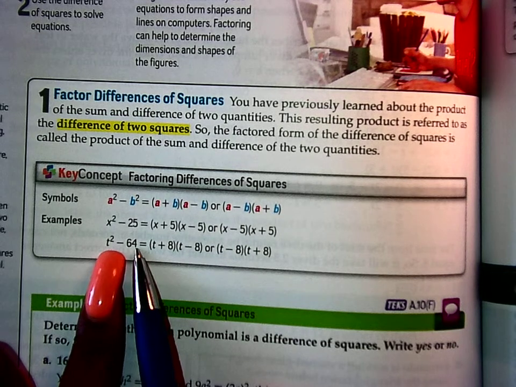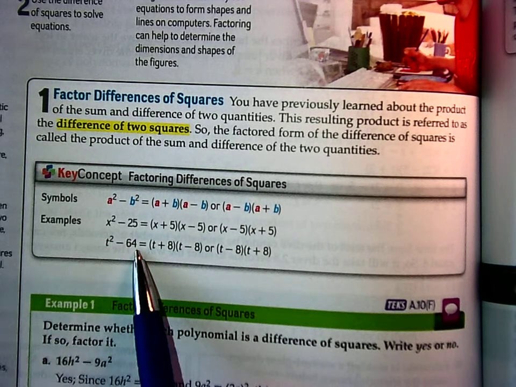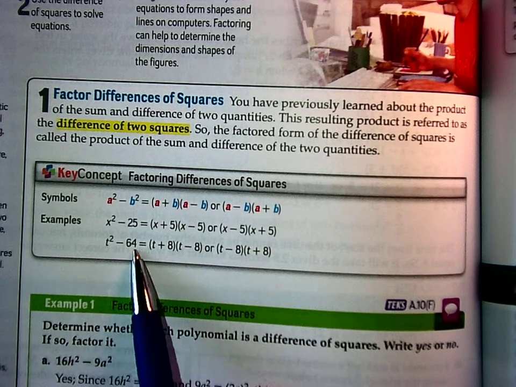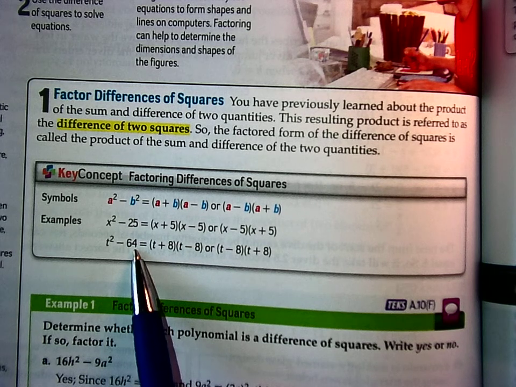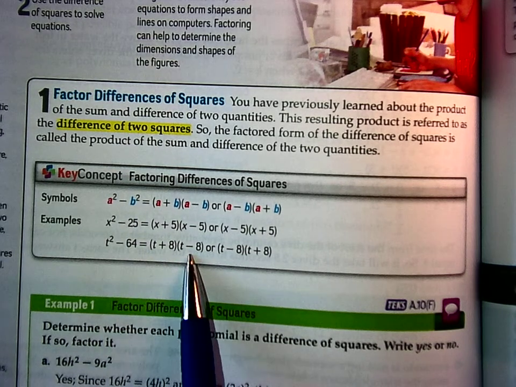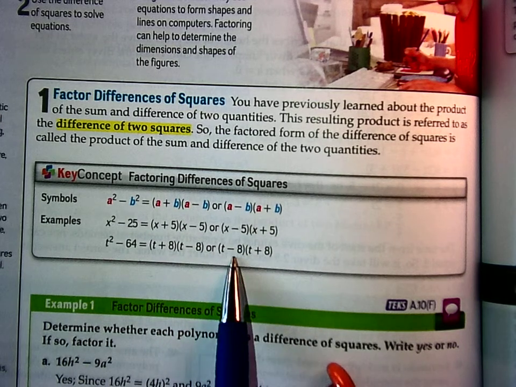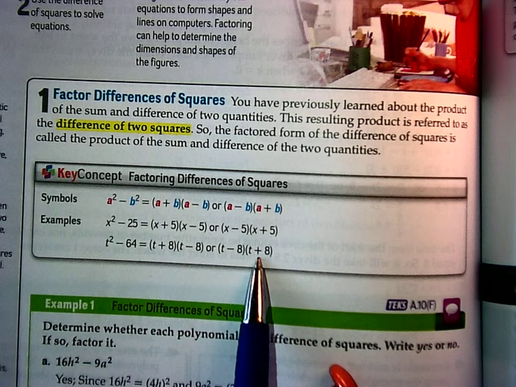Same thing on this second example. They have t squared minus 64. t squared is a perfect square because we can multiply t times t. 64 is a perfect square because we can multiply 8 times 8. So the shortcut just tells us t plus 8, t minus 8. It does not matter if you write it the opposite way, t minus 8 times t plus 8. You'll get the same answer.